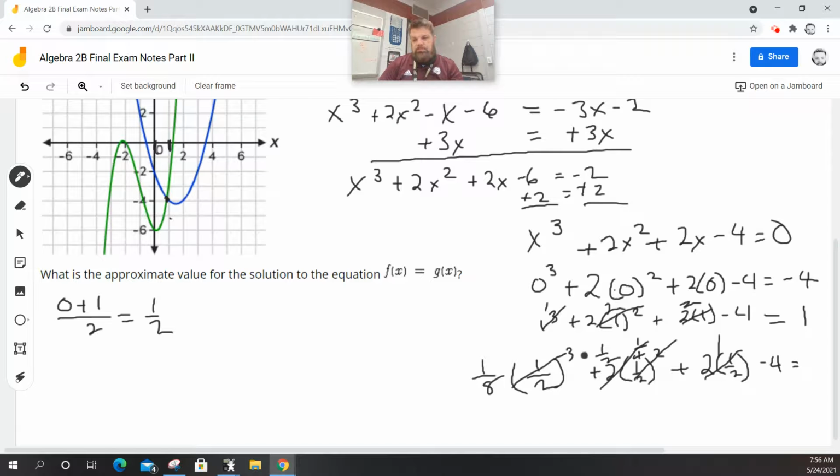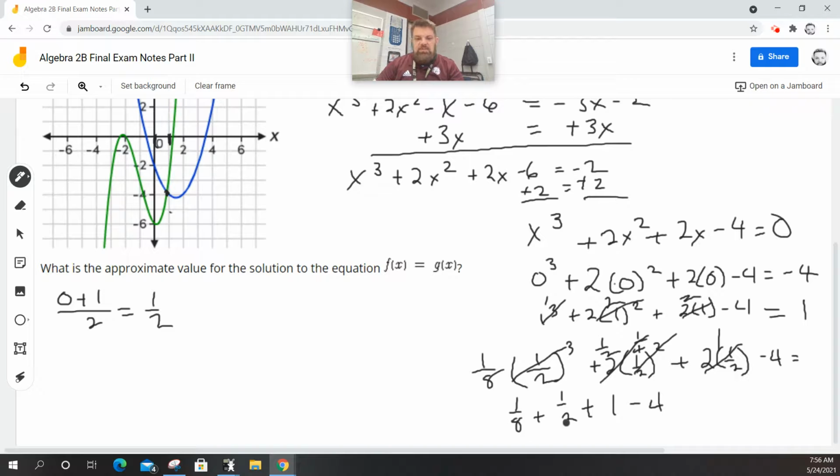So I've got 1/8 plus 1/2 plus 1 minus 4. So then I'm just going to do that in the calculator. I mean, it's 3/8, right? So if I make this 8, 1/2 is the same as 4/8. So that's 5/8 plus 1.